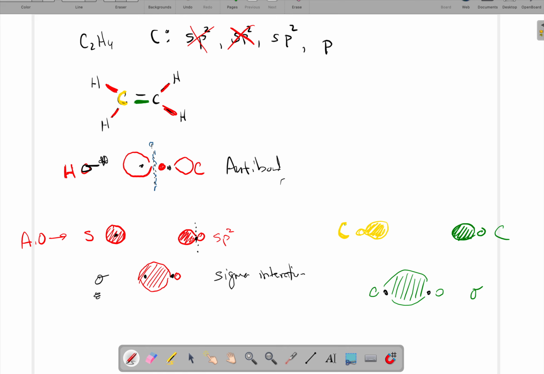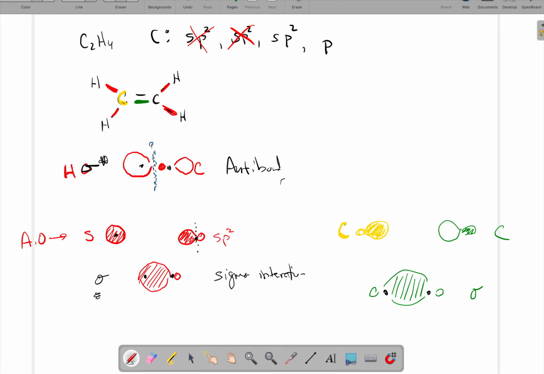Did they have to overlap in alignment? No. There's an equal probability that it comes into alignment like this.